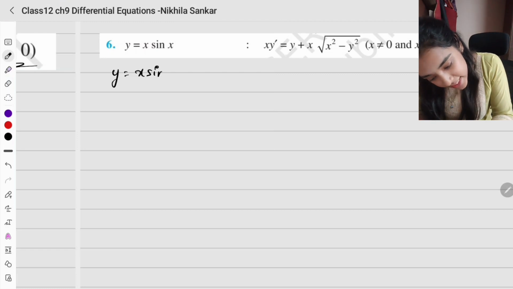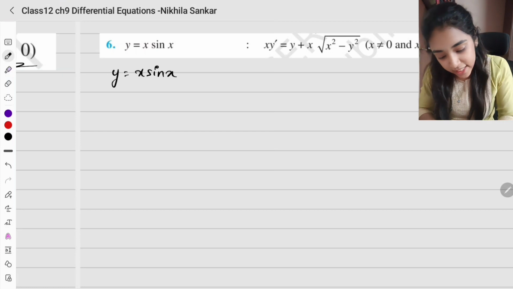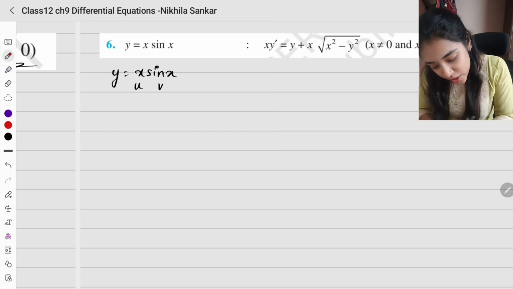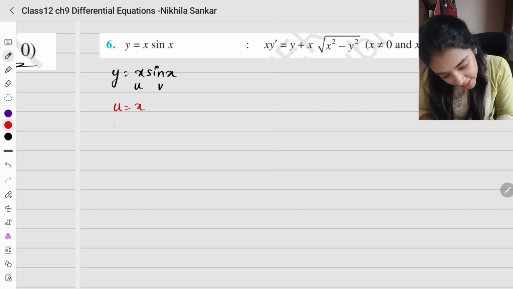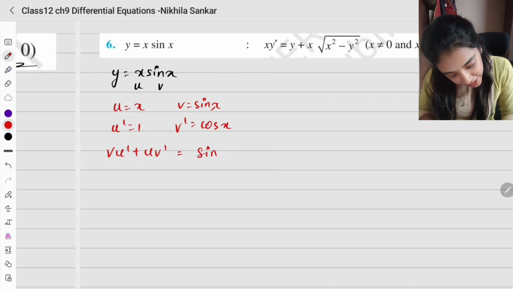Okay, now I have y equals x sin x. I need to differentiate on both sides. So in that I have u and v. So adu panalama. First u equals x, u dash equals 1, v equals sin x, v dash equals cos x. Correct? What is the formula? V u dash plus u v dash, which is going to be v u dash and sin x plus u v dash is x cos x.